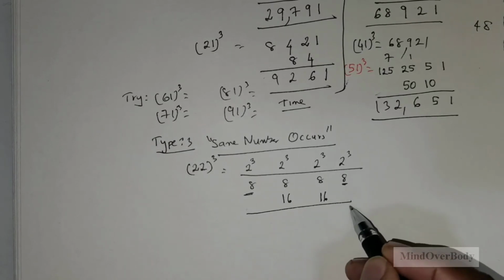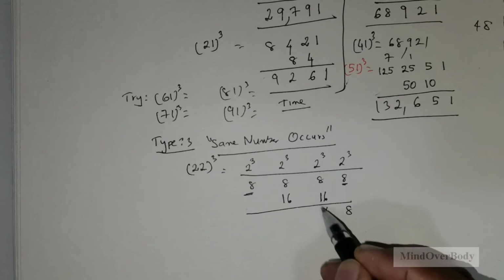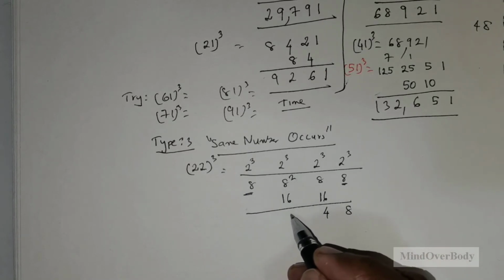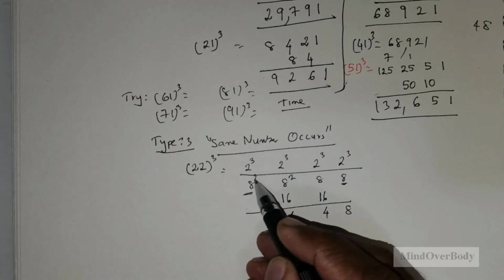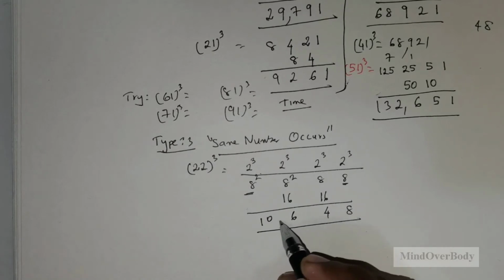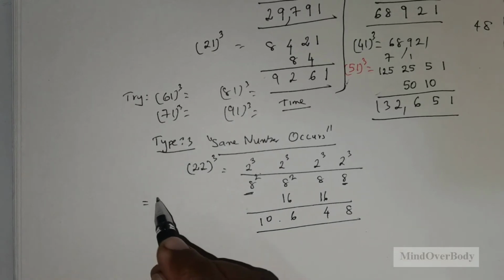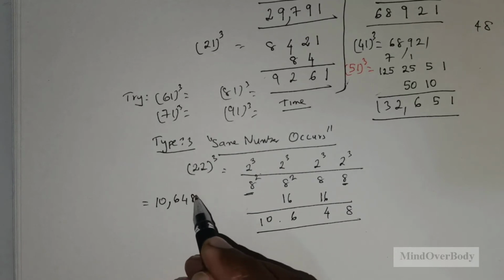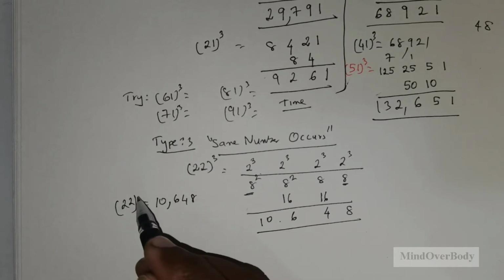Now add these numbers, 8, 16, 8, 24, carry 2, 10. Added with 16 will give you 26, carry 2, 2 added with 8 will give you 10. So 22 cubed as a solution, 10648. This is 22 cubed.